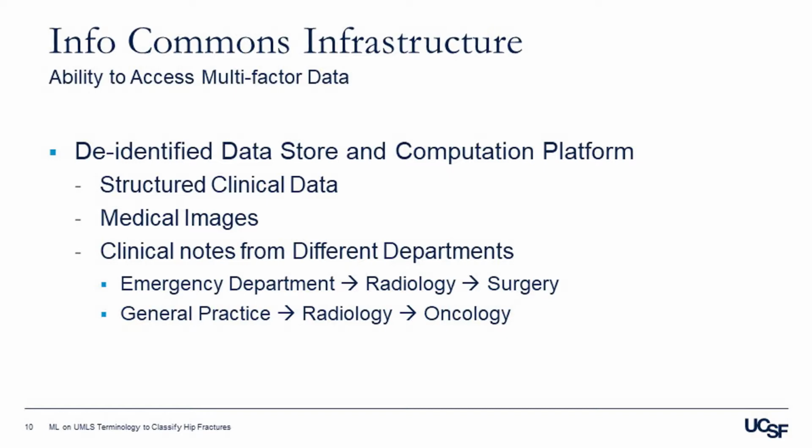And as a quick aside, we'll go into the info commons structure a little bit again, where it's a de-identified data store that includes clinical data, medical images, structured data, and with the clinical notes and all this, you can start to build a story of how a patient's bouncing around, where they can start in the emergency room, go to radiology, and go to surgery. And then we can extract all the notes from all those encounters, not just one encounter.